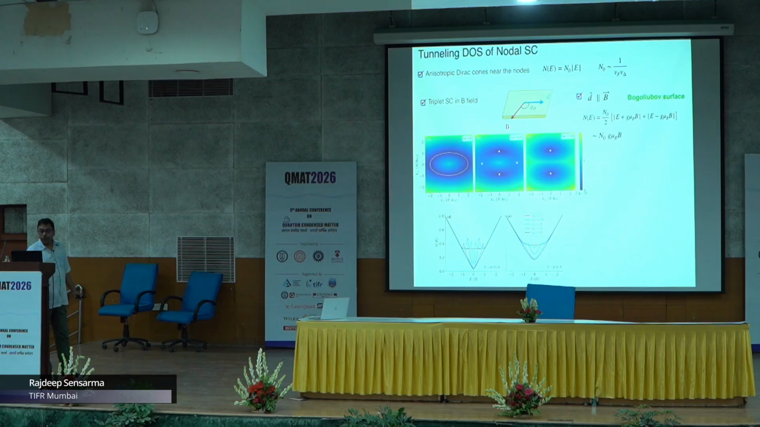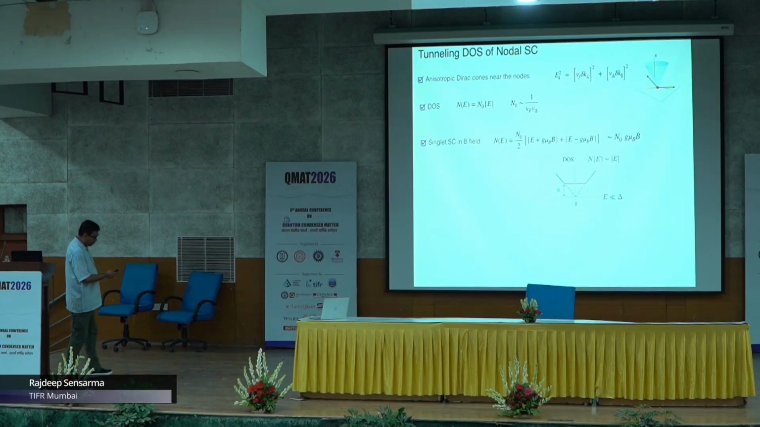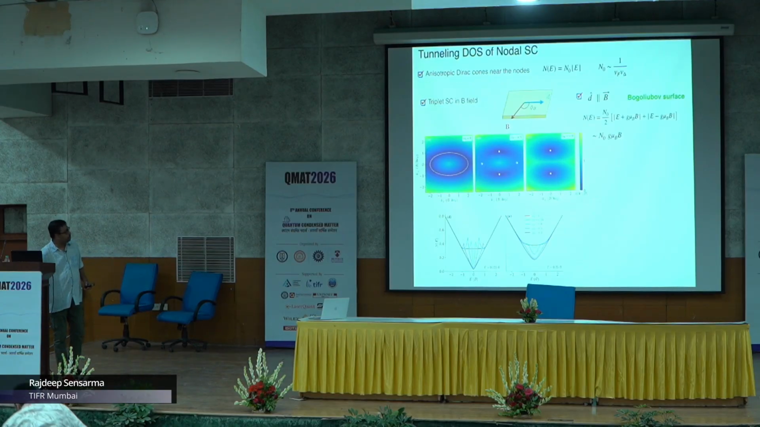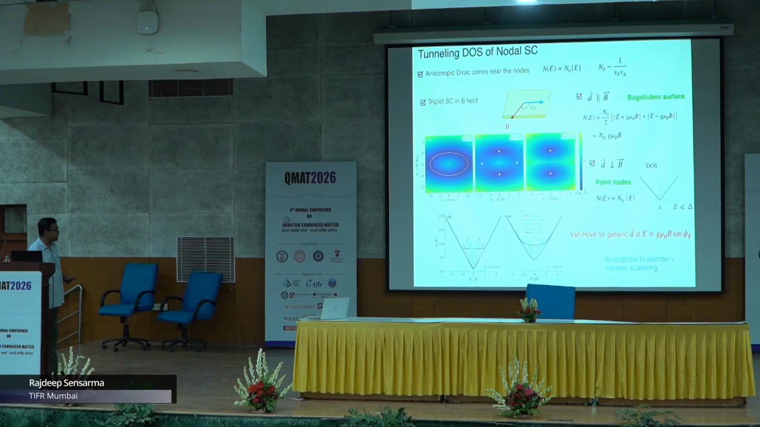Okay, so what should we look at? If you look at the local density of states, if you have a singlet, the local density of states will be a constant, proportional to B. If you have a triplet, it should depend on the D vector. When D is perpendicular to B, you get point nodes and no change in the gap spectrum, and where D is parallel to B, you will get this. Depending on how much your inelastic scattering is, you will either see the Van Hove or not.